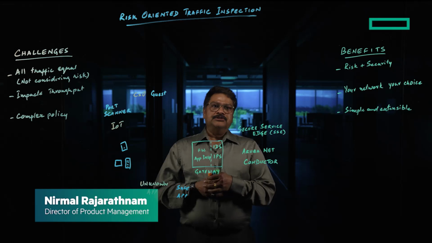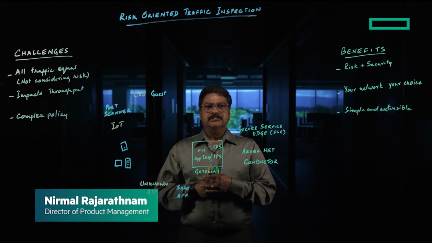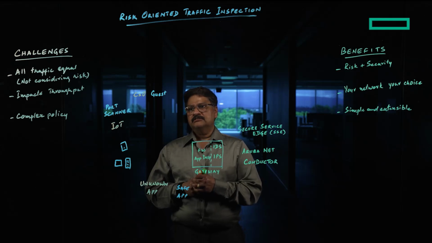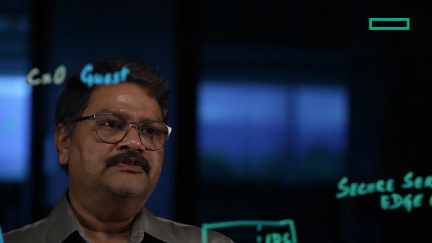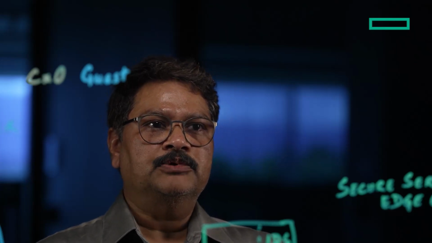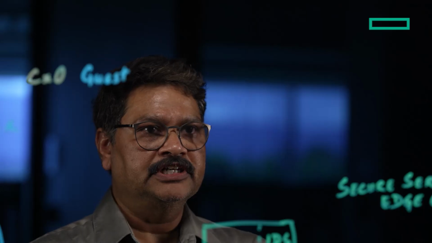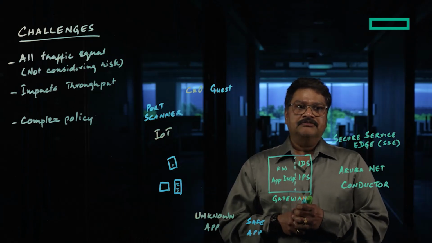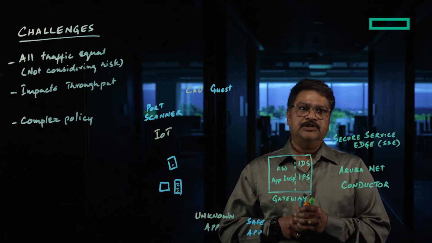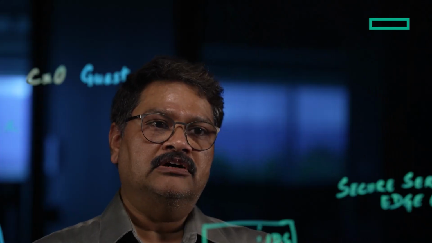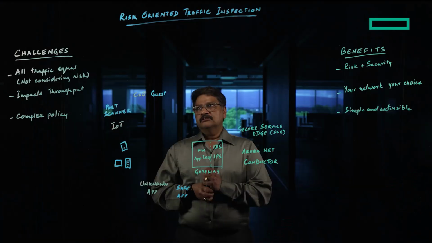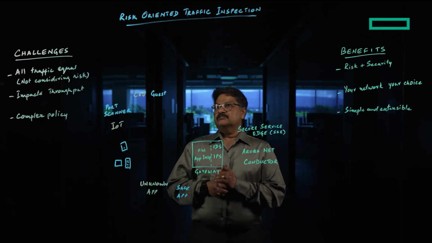Today, I'm going to be talking to you about risk oriented traffic inspection, our approach to doing selective inspection. In the past years, you have noticed that there's been a huge increase in compromise, specifically from IoT devices. It's not a matter of if, it's more a matter of when your network can be compromised. So inspection or any kind of security enforcement is going to be critical. Let me talk about some of the challenges today.